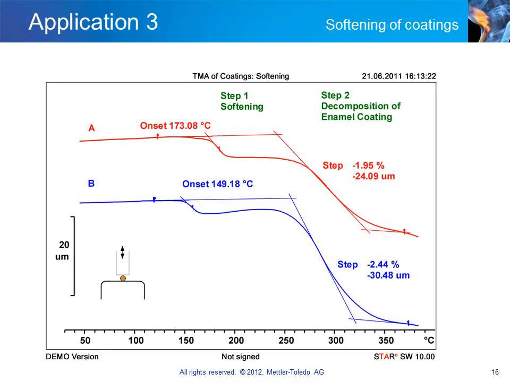In sample A, both effects occur about 20 degrees to higher temperature compared with the effects in sample B. This demonstrates that the thermal and mechanical stability of the insulation of wire A is superior. The TMA penetration mode is often the most sensitive method for measuring the softening or glass transition of thin coatings.